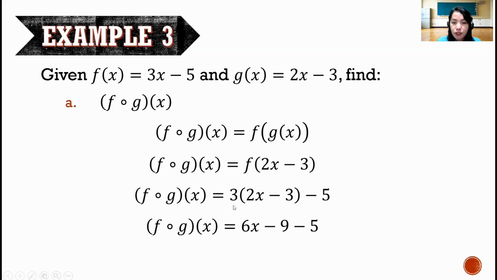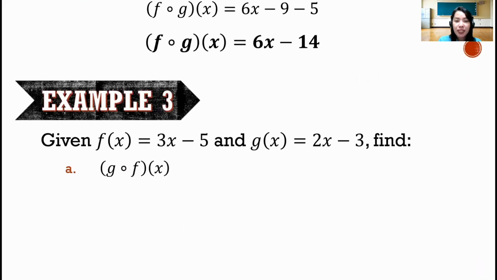Next, you have to simplify by distributing positive 3 inside the parenthesis. 3 times 2x, 6x. 3 times negative 3, that is negative 9. And then copy minus 5. Final answer, just copy 6x and then negative 9 minus 5. Since na same ang sign, negative, you're going to copy the negative sign and then add the numbers 9 and 5. That is 14. Final answer, f of g of x, that is equal to 6x minus 14.